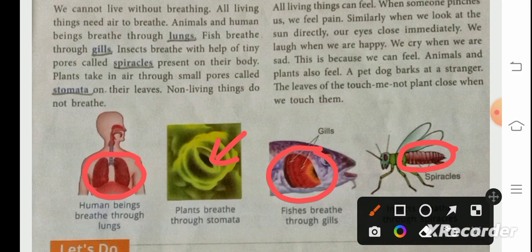In a human being's lungs, in a plant stomata, in a fish gills, and in insects spiracles. Remember these four words, which is very important, children.